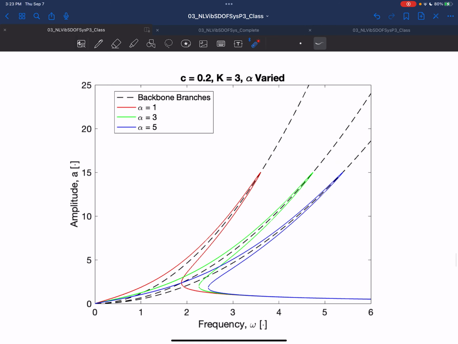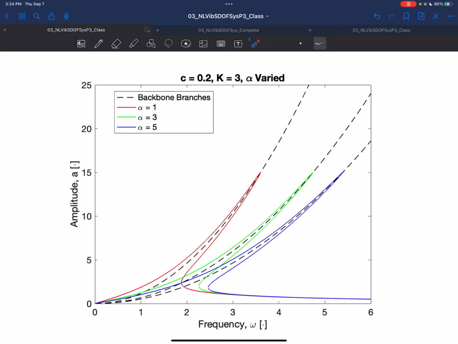All right, so here we're varying alpha, and since the backbone branch depends on alpha, you can see that as alpha is increased, we end up changing that backbone branch. In fact, the amplitude decreases as the frequency increases, and that tells us, if we think about how the frequency content changes as the amplitude changes, a smaller amplitude is needed to create a larger change in the frequency content of the response as the nonlinearity gets stronger.